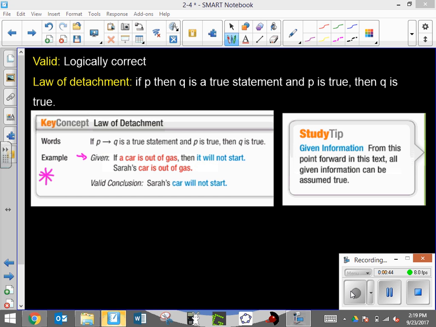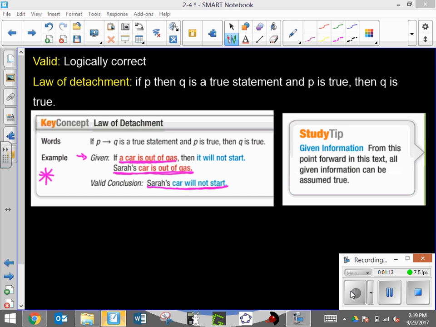Here's my given: if a car is out of gas, then it will not start. It's a very valid statement, a very truthful statement. If my car does not have gas in it, then it's definitely not going to start. Then, at the next portion, you can see Sarah's car is out of gas. Notice how this portion fits very close to the hypothesis of what I am given.